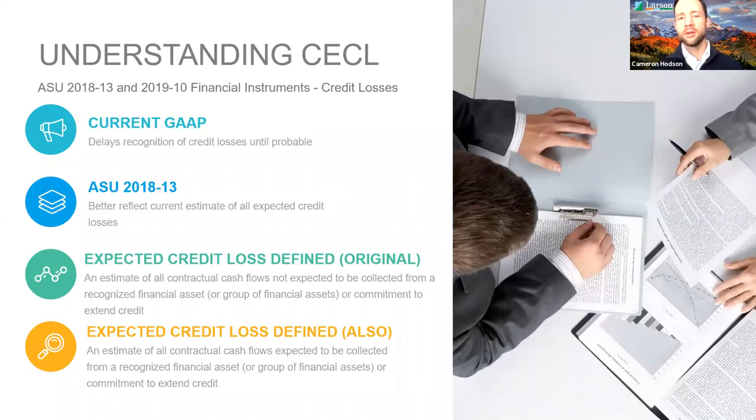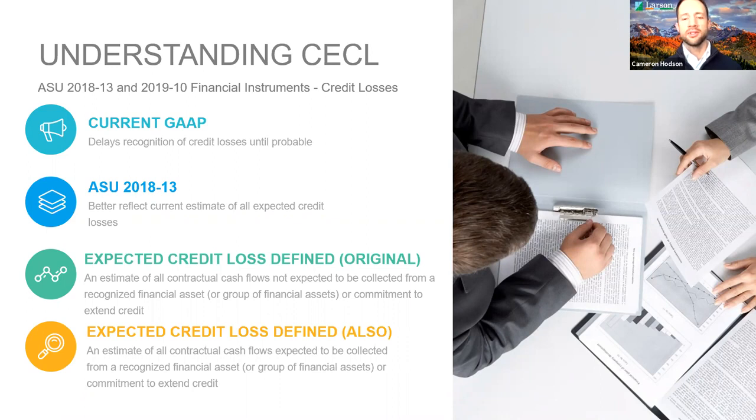CECL, this acronym comes from current expected credit loss. It's become the common term for this standard. And this changes the way that we're looking at potential credit losses in the company's investments. We've summarized here current GAAP. The standards are that we delay recognition of credit losses until they become probable, whereas the new CECL guidance is to take a snapshot at the reporting period of an estimate of credit losses. So not to wait until it becomes probable there.